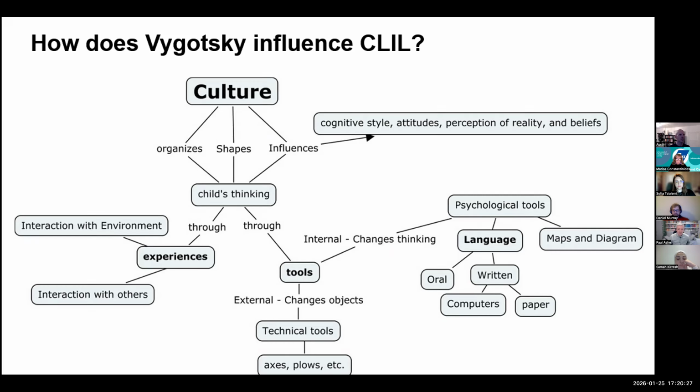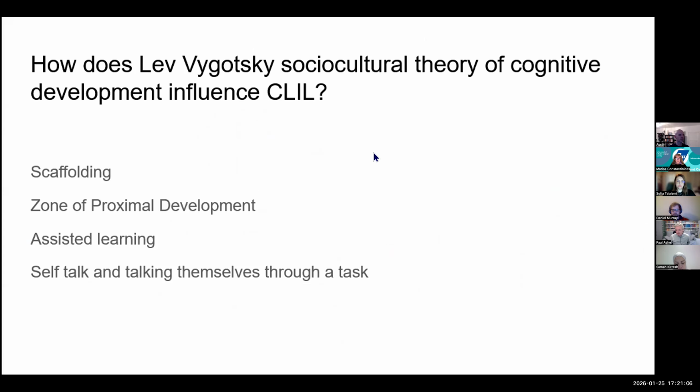So we can see that there's a need for scaffolding in CLIL. There is that zone of proximal development, just kind of stretching students, certainly assisted learning, and lots of reflection, collaboration, so maybe self-talk happening there as well, especially through a task. And students building knowledge by collaboration and interaction as well. So that's a quick summary of what I've just said there.